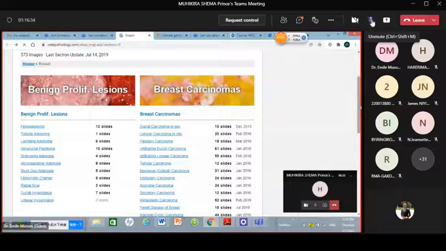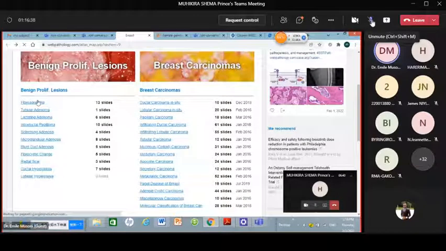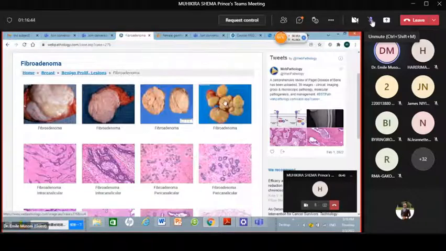some images, for example, a fibroadenoma. Macroscopically, it is like this one. And then on microscope, it is like this one. You see the secretory unit of the breast, fibrous tissue here. For example, here it is intracanalicular. Those elongated ducts, and here there are fibers.